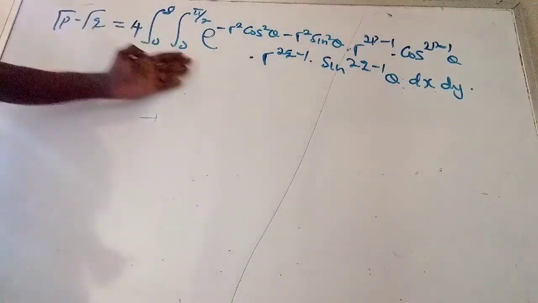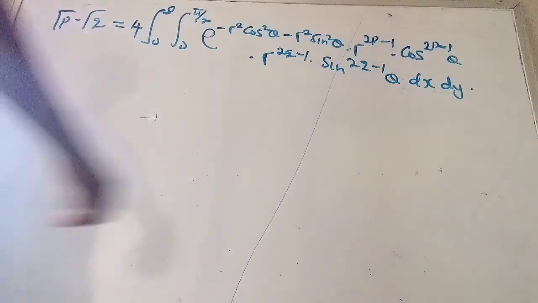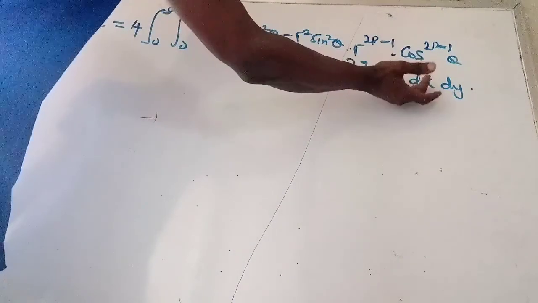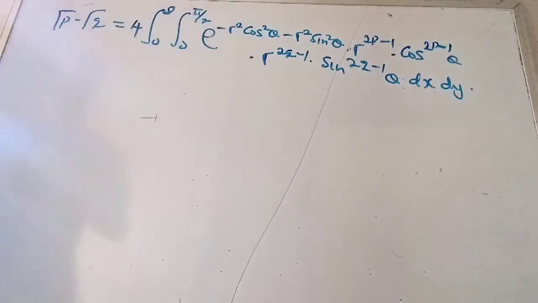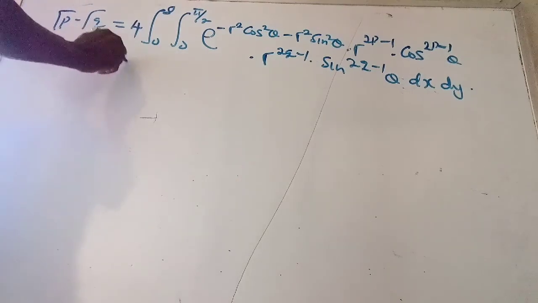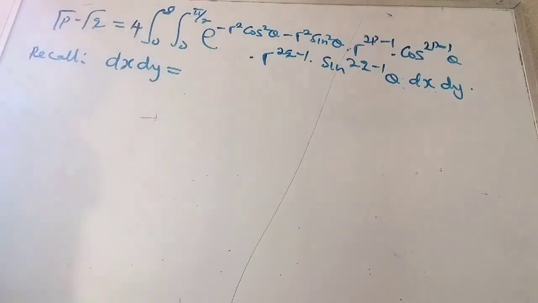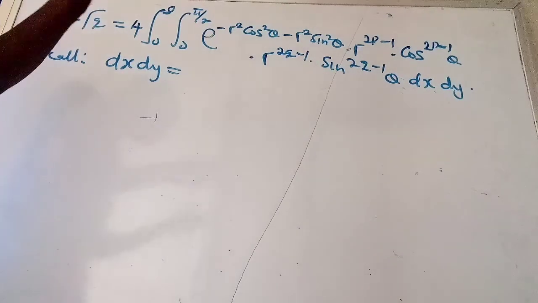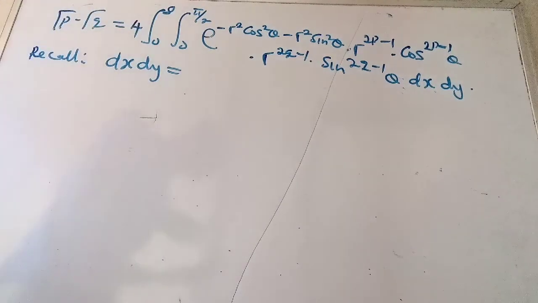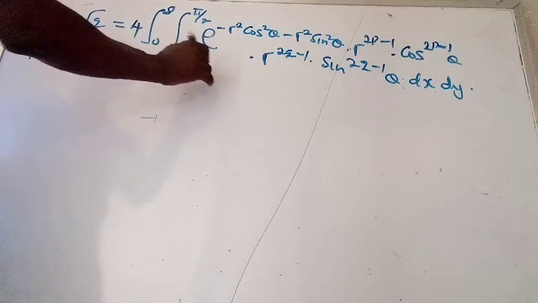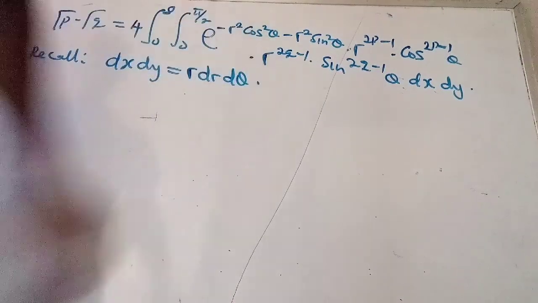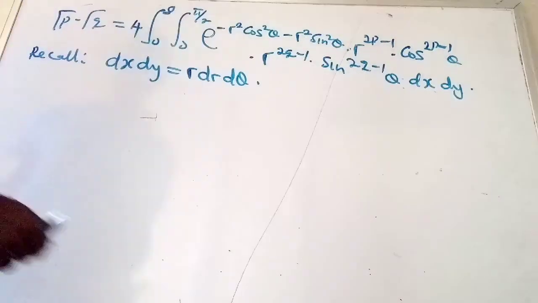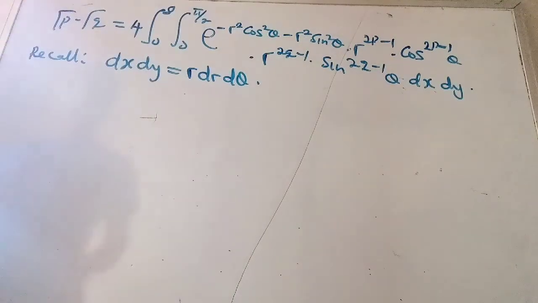It is time I split this up now by bringing in, let me substitute for dx and dy. As I already stated, recall that dx dy is the same thing in terms of polar, dx dy will now become r dr d theta. So I will use this to replace it in my next step.